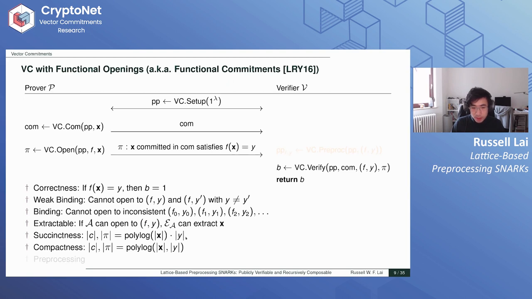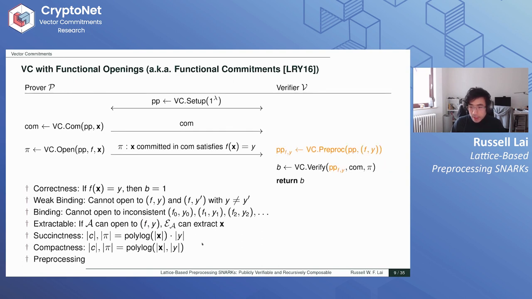So naturally, to upgrade this notion, we can consider a stronger notion called compactness, which says that these sizes are also polylogarithmic in the size of y. And finally, similar to preprocessing SNARKs, we can consider a preprocessing property for vector commitments, which says that there exists an additional preprocessing algorithm, which allows the verifier to preprocess this function image tuple fy, so that later the online verification for this specific function image tuple can be done in time, again, polylogarithmic in both the size of x and y.